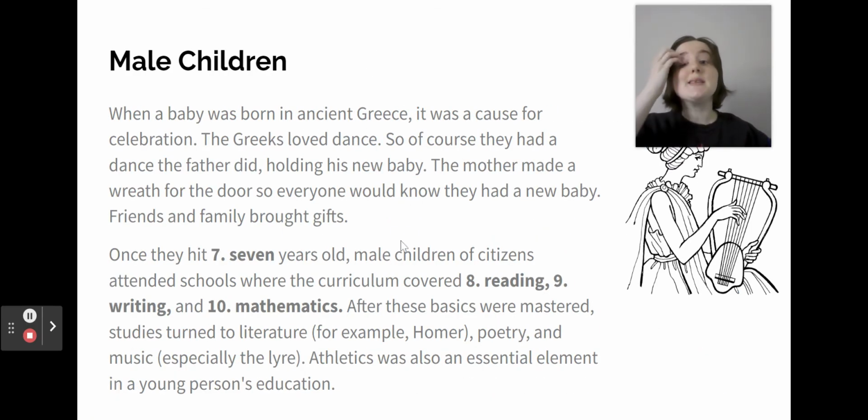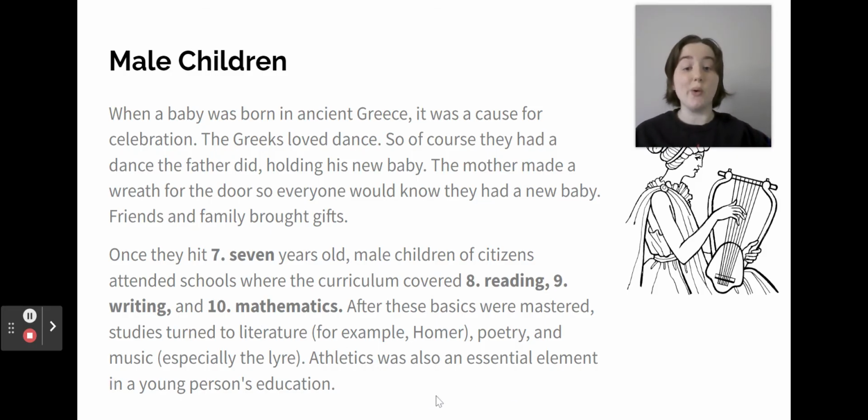The next group is male children. When a baby is born in ancient Greece, it was a cause for celebration. The Greeks loved to dance, so of course they had a dance the father did holding his new baby. The mother made a wreath for the door so that everyone knew they had a new baby. Friends and family bought many gifts.